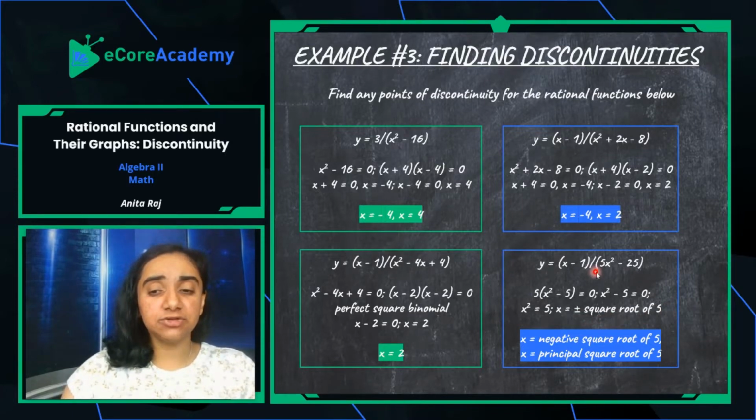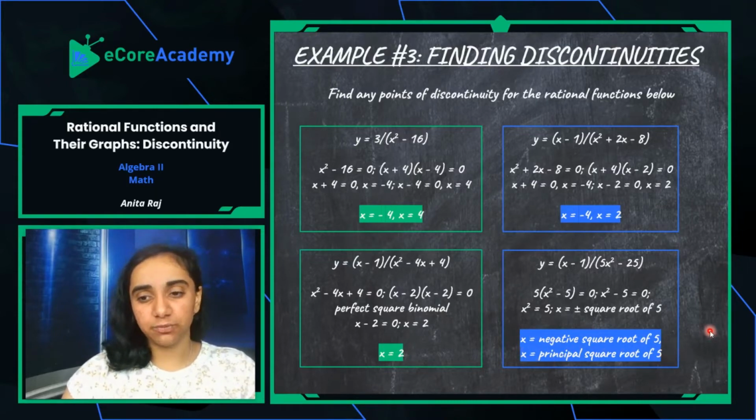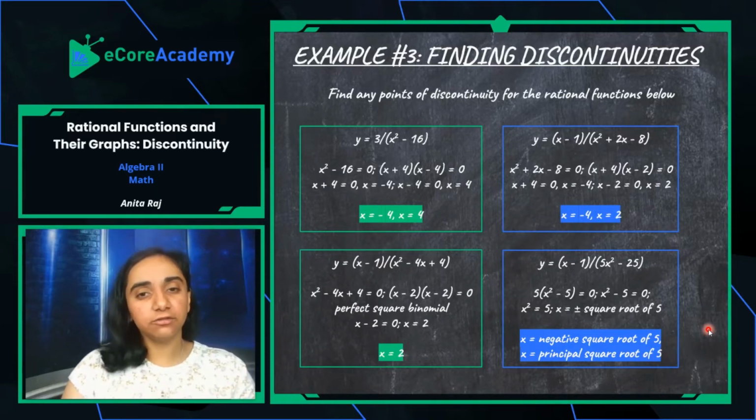So in this case, you can see that there are no common factors between the numerator and denominator, so these are vertical asymptotes. We're going to have two. One is going to be x equals the negative square root of 5, and then the second one is going to be x equals the principal or positive square root of 5.